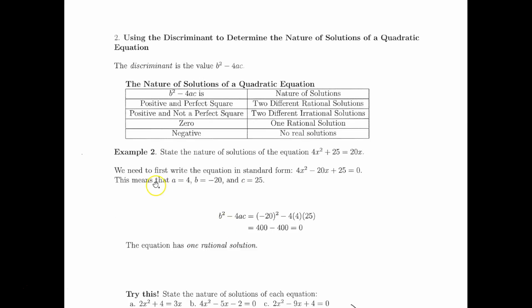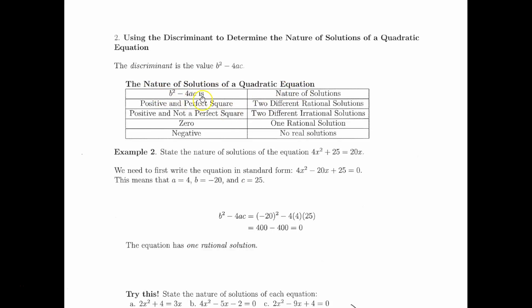The second objective of this lesson was to use the discriminant to determine the nature of solutions of a quadratic equation. The discriminant is that value b squared minus 4ac that is underneath the radical symbol. And we can use this to describe the solutions of a quadratic equation. So we're looking at the nature of solutions of a quadratic.